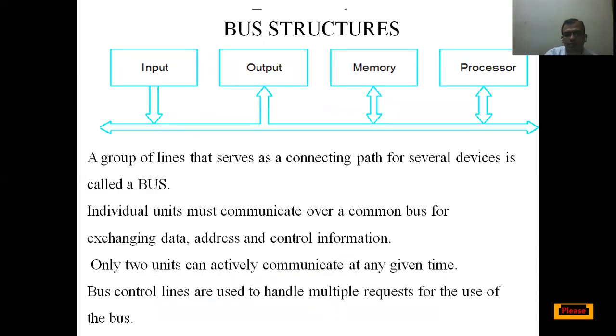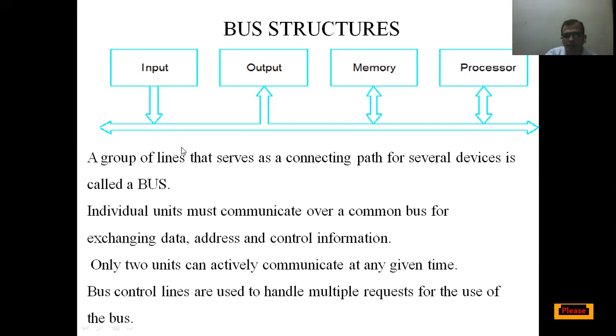So the next one is the bus architectures. What is a bus? A group of lines that serves as a connecting path for several devices is called a bus. It acts as a line which attaches to many components. Examples are the input unit, the output unit, the memory, and the processor. These are the components that have to be connected. The individual units must communicate over a bus for exchanging the data, so one unit will be exchanging the data with the bus line.